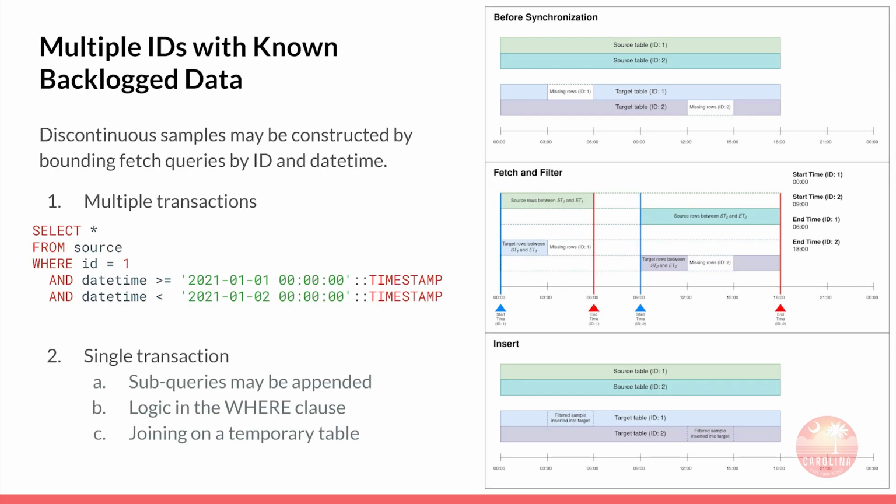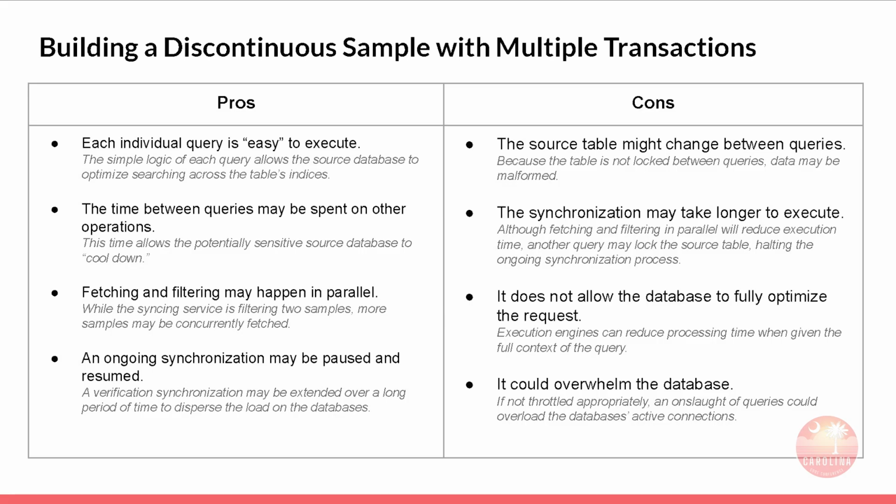So you might have a discontinuous sample of gaps, and you have some more options. You could do that simple sync on a per ID basis, instead of having to draw a bound here and here, which could span millions or billions of rows. There are pros and cons to doing these discontinuous samples.